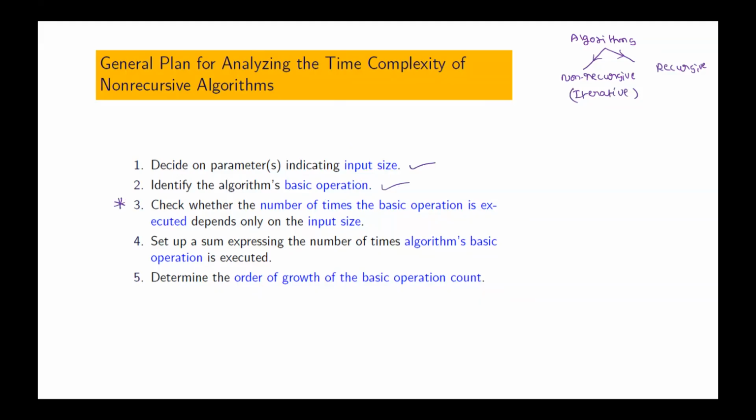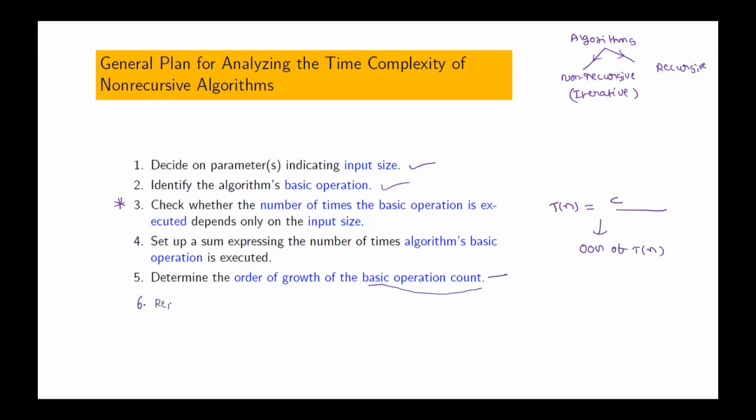This is the most important step in algorithm analysis: check whether the number of times the basic operation is executed depends only on input size. We will come to it when we see an example. Next, let T of n be the time. Then you get an expression for T of n, simplify it, and find its order of growth. T of n here is the basic operation count, the same as T of n.